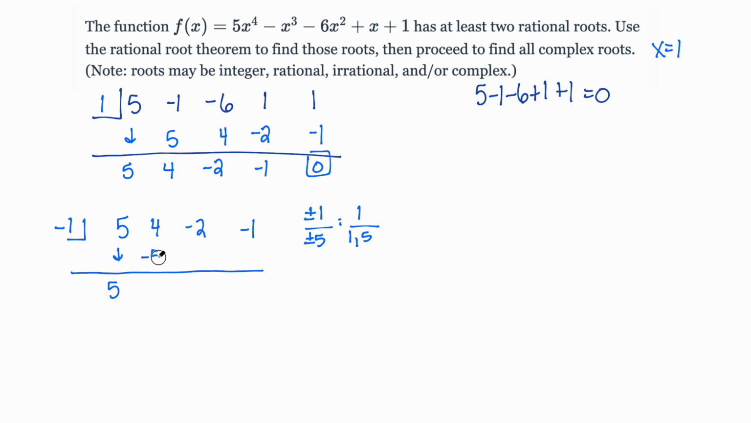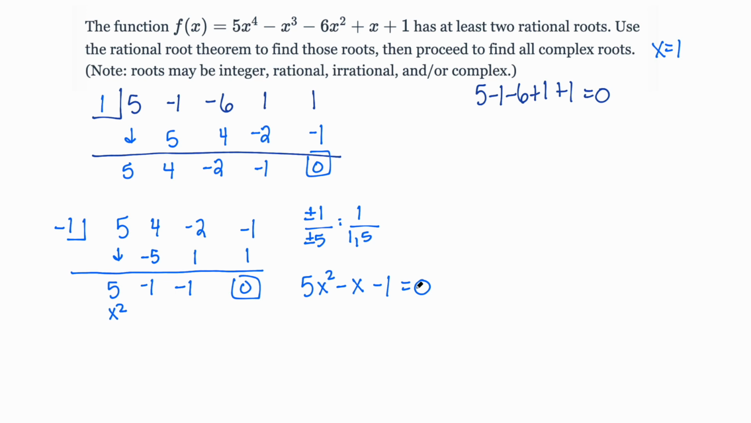5, I multiply, I get negative 5. Add, I get negative 1. Multiply, I get a positive 1. Add, I get negative 1. Multiply, I get a positive 1. Thankfully, that worked. Okay. We are down to an x squared, which means I'm going to rewrite this as 5x squared minus x minus 1.